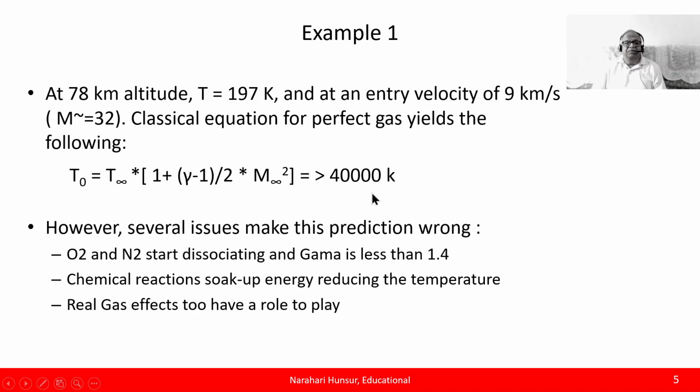Why is this? Several issues make this prediction wrong. O2 and N2 start dissociating, absorbing a lot of energy. Breaking O2 into O is an endothermic reaction. Similarly, for N2, it's an endothermic reaction. A lot of energy is consumed by them when they dissociate. And also, gamma is no longer 1.4 as we normally use in atmospheric conditions. Chemical reactions soak up energy, reducing temperature. Real gas effects have a role to play. So all of them together ensure that this estimation is badly off.